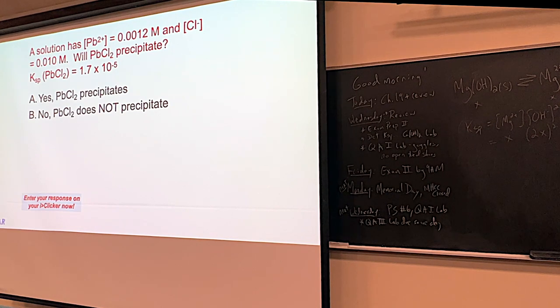What I would do in this problem is solve for Q. Q looks the same as K, but you can then compare Q to this K. If Q is greater than Ksp, a solid forms. If Q is less than Ksp, you don't see a solid. So think about all of that, and then we'll talk about ways to figure this out.